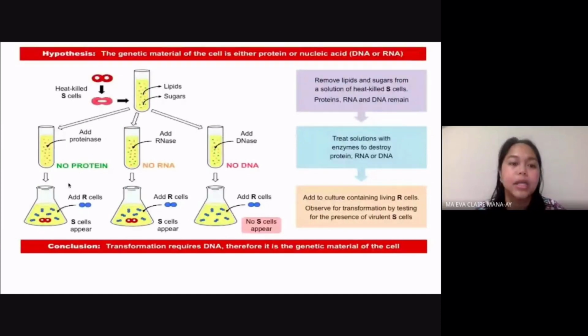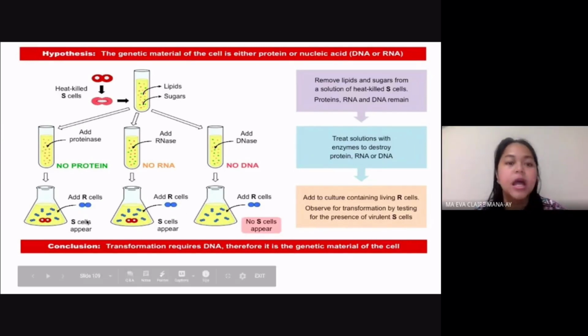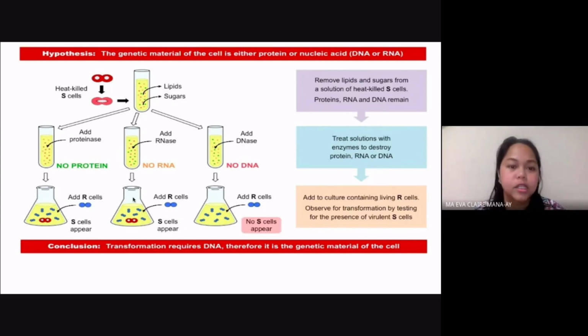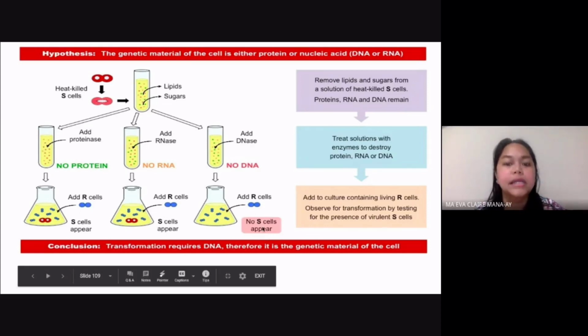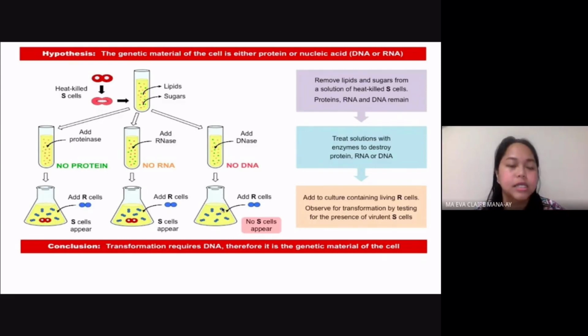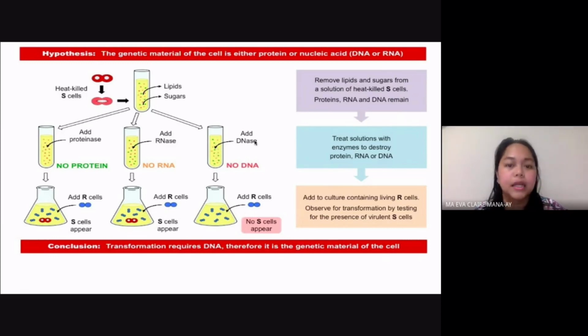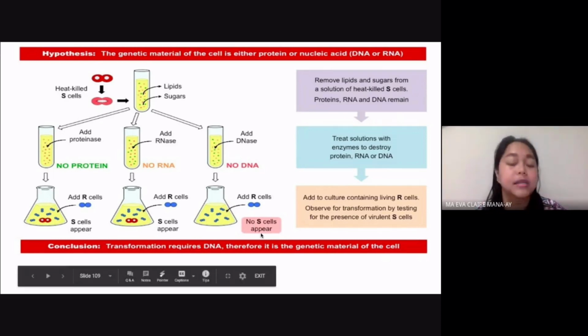Now, when he tried to check the results, among the resulting strains of bacteria, there is an S cell that appeared here. There is an S cell that also appeared in the second experimental setup, but there is no S cell that appeared in the third experimental setup. So even if there is no protein in this concoction, there is still an S cell that appeared. Even if there is no RNA in this test tube, there is still an S cell that appeared. But if you take out the DNA, then there's not going to be any S cells that would appear.